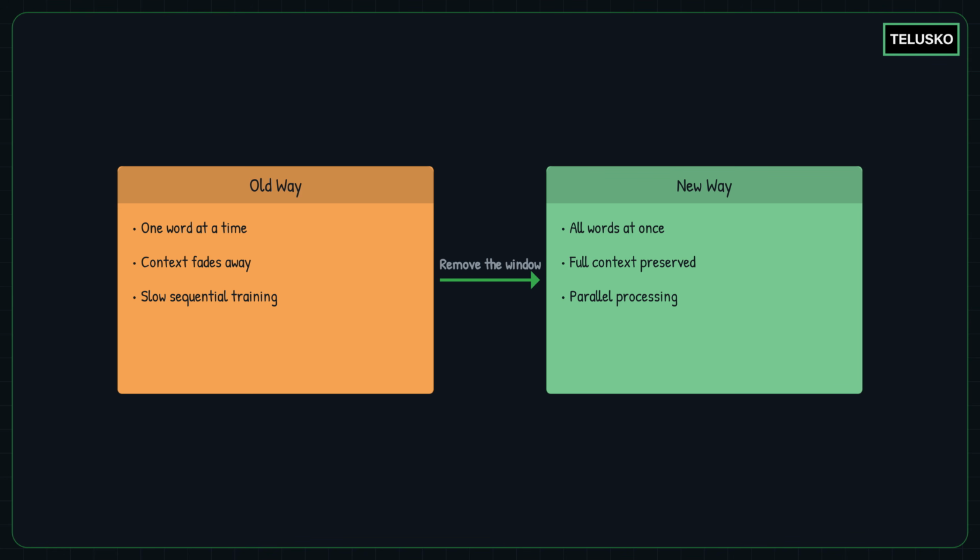But seeing every word at once creates a brand new problem. How does the model decide which words actually matter to each other? Next, in the one idea behind transformers, we will see how reading the entire sentence at once lets each word decide which other words matter to it.